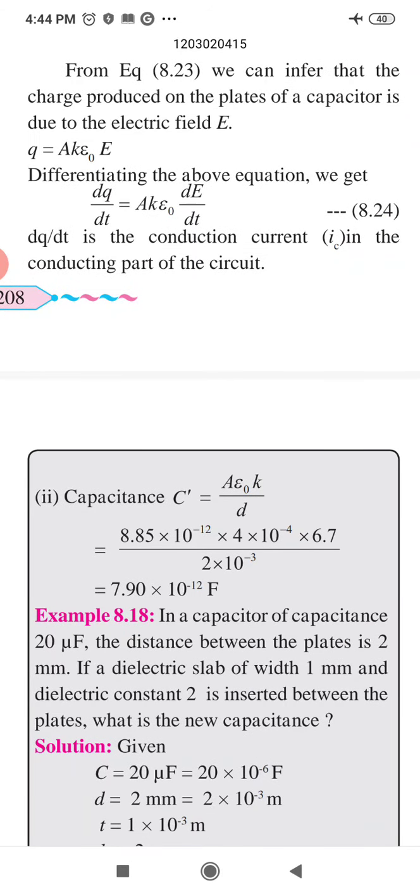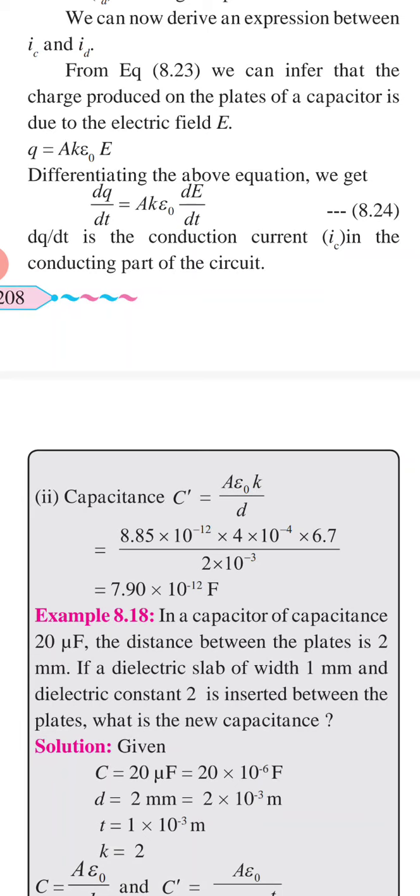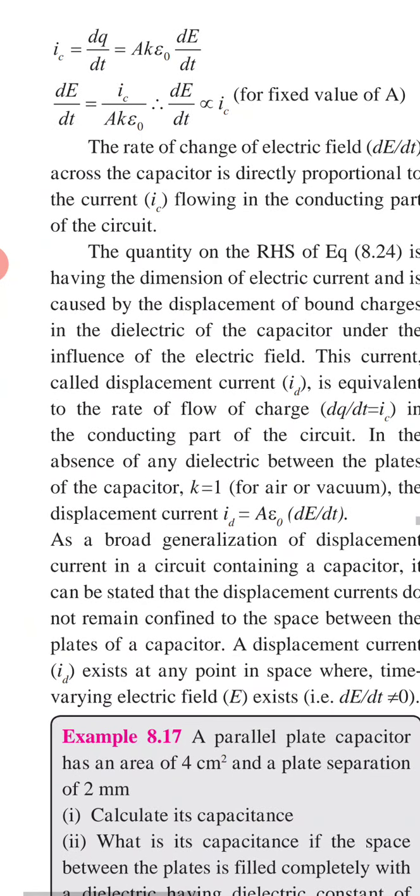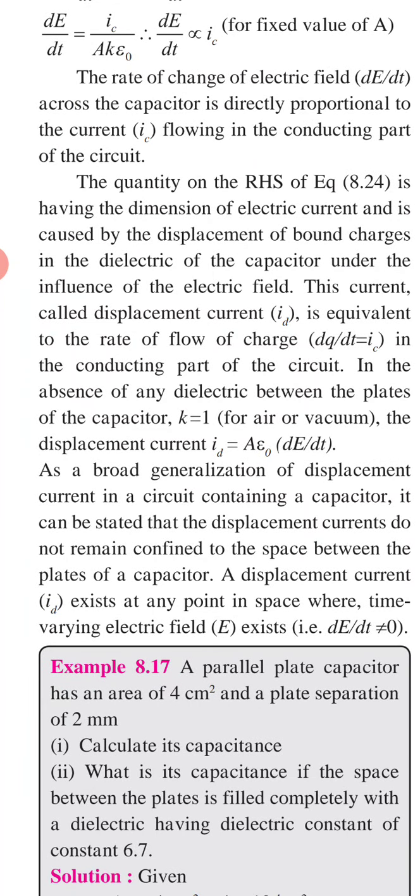So the quantity on the right hand side of equation 8.24 has the dimensions of electric current and is caused by the displacement of the bound charges in the dielectric of the capacitor under the influence of the electric field. This current is called displacement current and is equivalent to the rate of flow of charge, so that IC is equal to dq upon dt in the conducting part of the circuit. In the absence of any dielectric between the plates of the capacitor, K equals 1, and the displacement current ID is equal to A epsilon 0 dE upon dt.